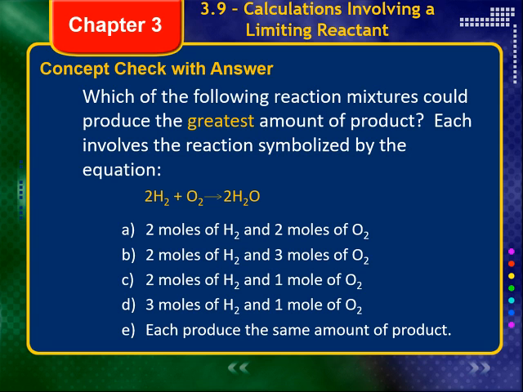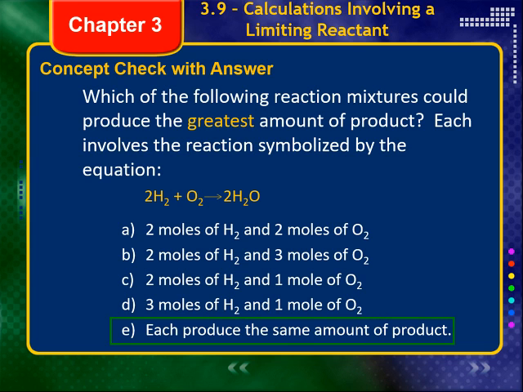Well, here is a concept check. Which of the following reaction mixtures would produce the greatest amount of product? Each involves the reaction symbolized by 2 H2 plus 1 O2 reacting to form 2 H2O. If I have 2 moles of H2 and 2 moles of O2, 2 moles of H2 and 3 moles of O2, 2 moles of H2 and 1 mole of O2, 3 moles of H2 and 1 mole of O2. So, go ahead and press pause, generate your response, because here comes the answer.